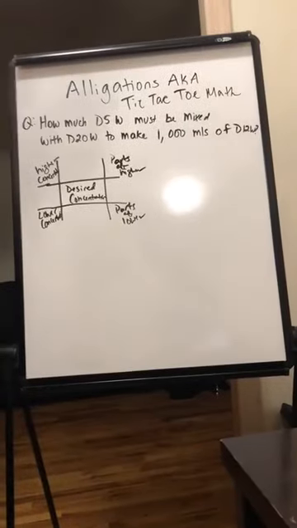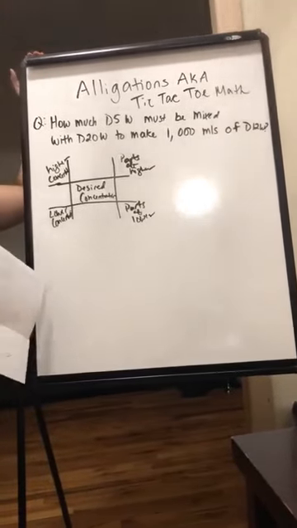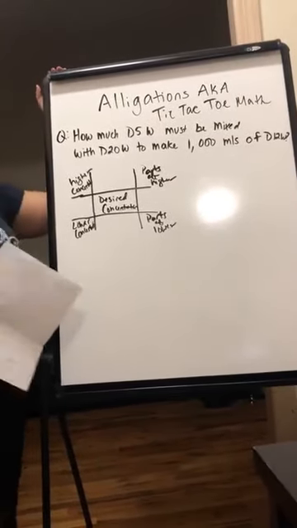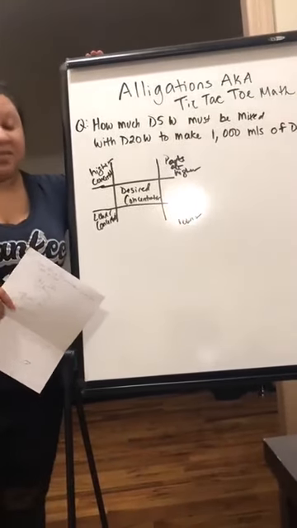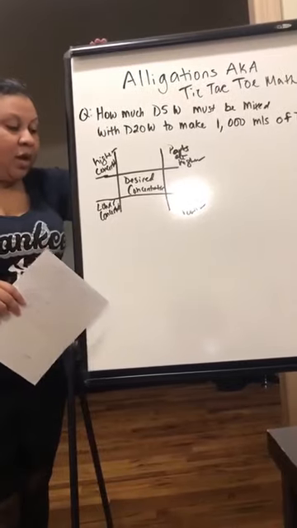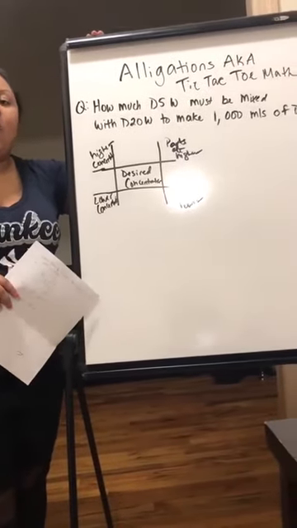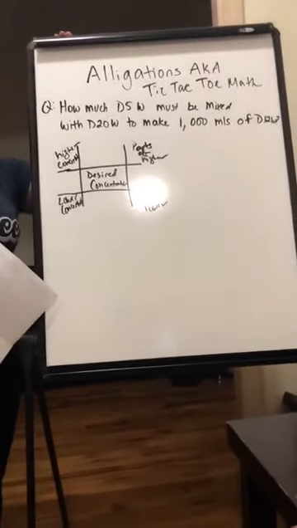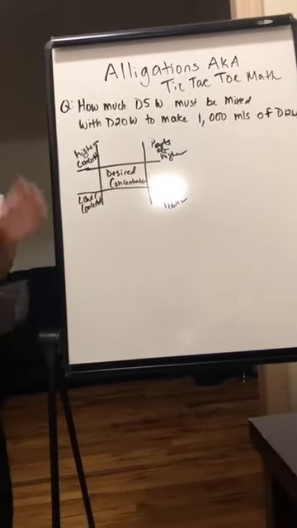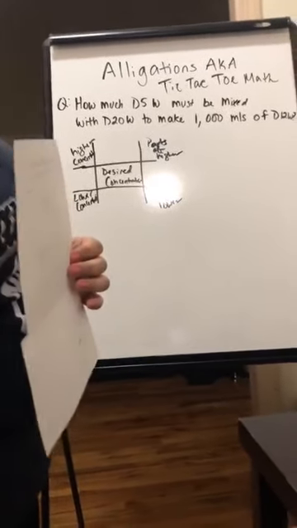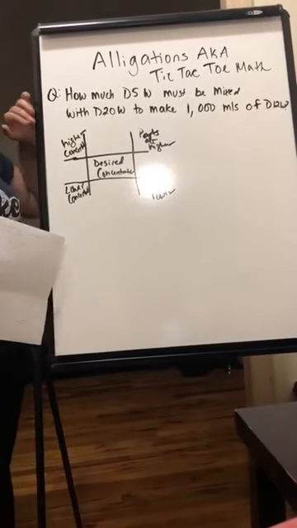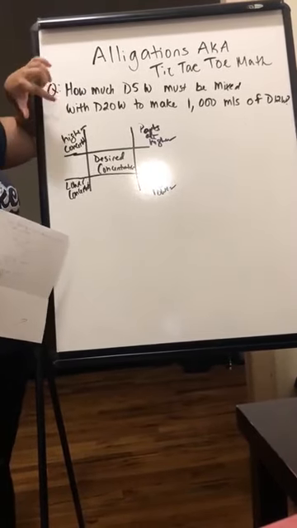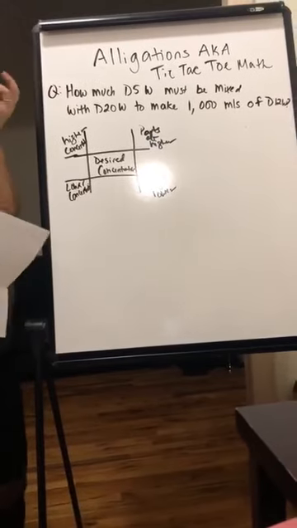All right, so this is Alligations, aka tic-tac-toe math. Alligations is a little bit of a harder topic than you guys are used to, but I will say that what's hard about Alligations is that it has a lot of steps. It's not so much that it's hard, it just has a lot of steps, and that's what kills people.